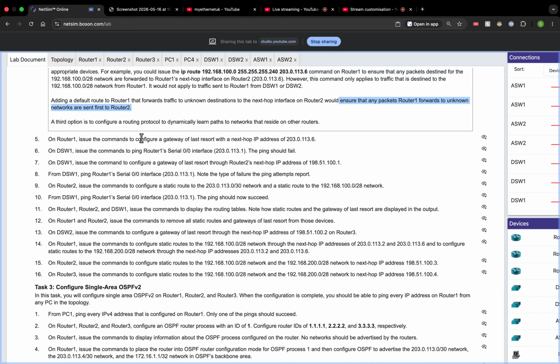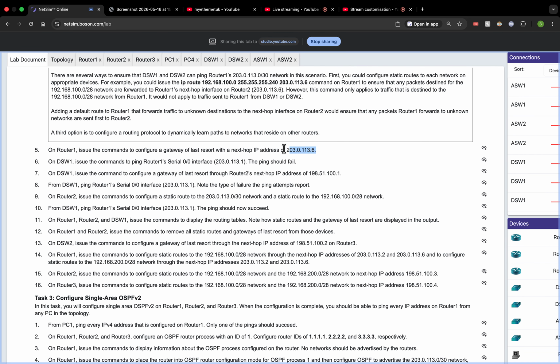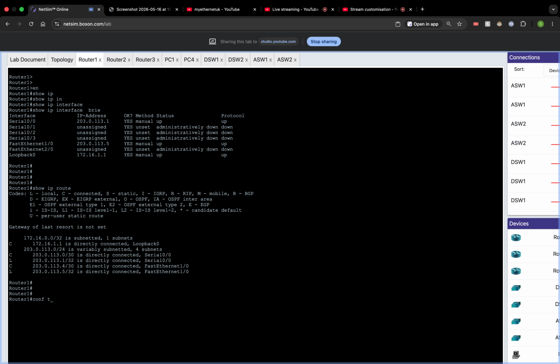Adding a default route to router 1 that forces traffic to unknown destinations to the next hop interface on router 2 will ensure that any packets router 1 forwards to unknown networks are sent first to router 2. And the third option is to configure a routing protocol dynamically and pass networks that reside on other routers. Alright, to configure something like OSPF, we can learn routes dynamically. This is statically, this is manually doing it, whereas OSPF is something which, or HSRP, these are routing protocols which can learn routes themselves.